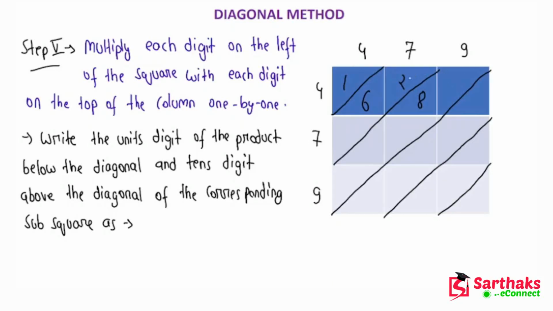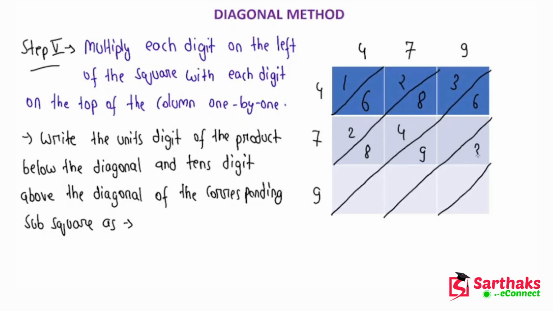Now you must have got the pattern. 4 into 9 is 36. So write 6 below the diagonal, 3 above the diagonal. Since this method has been made so brilliantly, any single-digit number times a single-digit number cannot exceed 2 digits. The maximum is 9 into 9, which is 81, also a 2-digit number. So you will never have to face a 3-digit number. This method has been designed so brilliantly. Now 7 into 4 is 28, so write 8 here, 2 here. 7 into 7 is 49, so write 9 here, 4 here. 7 into 9 is what?